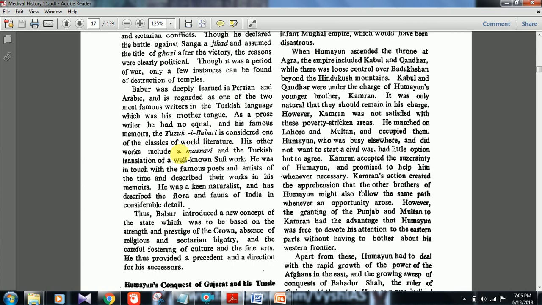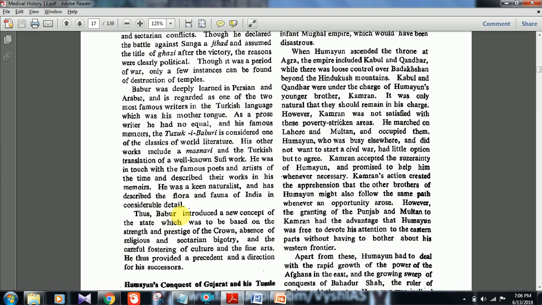Okay, his other works include Masnavi and the Turkish translation of a well-known Sufi work. He was in touch with the famous poets and artists of the time and described their works in the memoirs. He has been a keen naturalist and has described the flora and fauna of India in considerable detail.